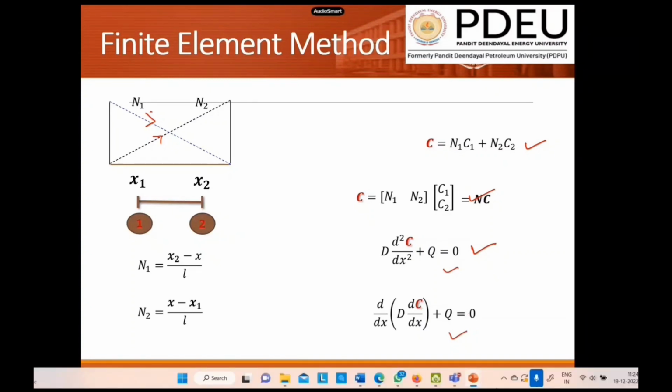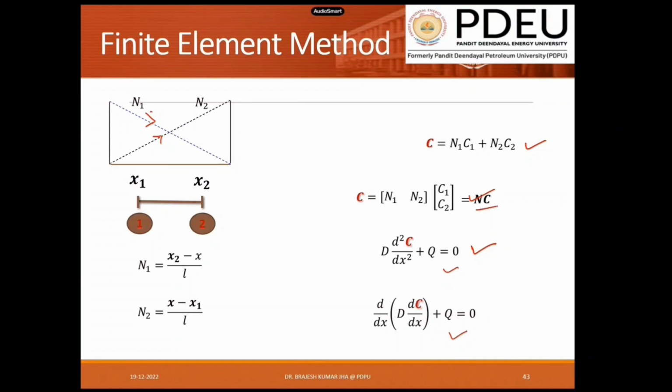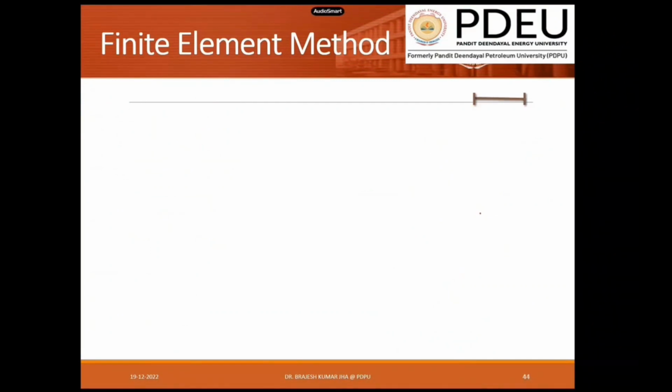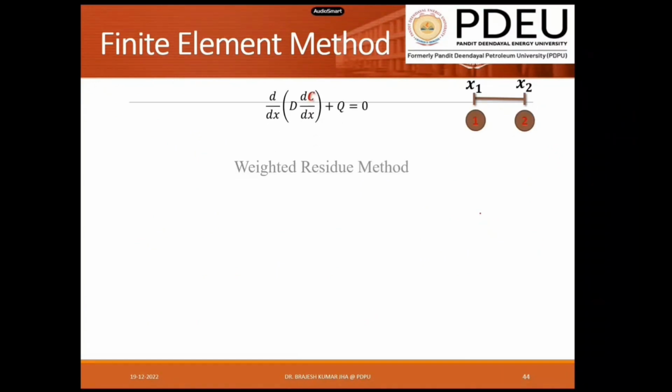After defining the interpolation function, this c is now written in the form of Nc. So in the place of c, we can have the Nc. This is the single element information. There are a number of ways to get the weak form of the equation, such as the weighted residue method, the Galerkin approach, the Ritz approach. According to the mathematical model, you can go through accordingly.